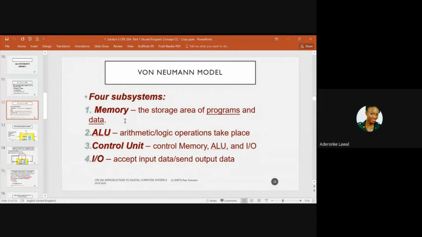Are we going to type it? Are we going to use the, I don't know, how do we want to give that input into the computer? And then also, how do we want to get the output? Do you want it to display on the screen? Do you want it to be printed? Do you want it to be forwarded somewhere? So these are the basic 4 subsystems of the von Neumann model.